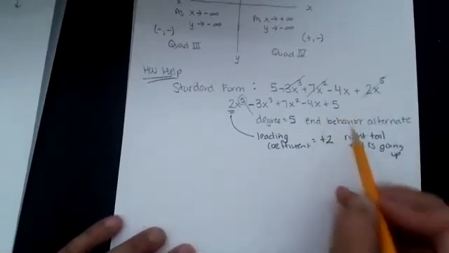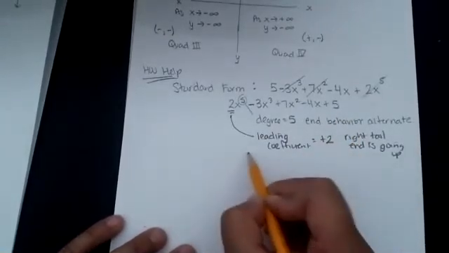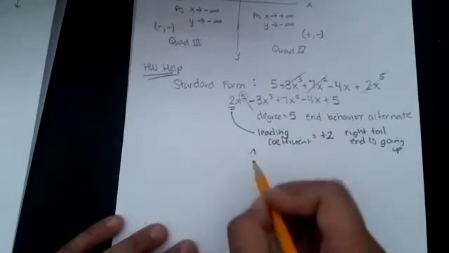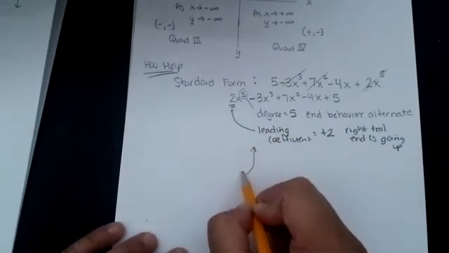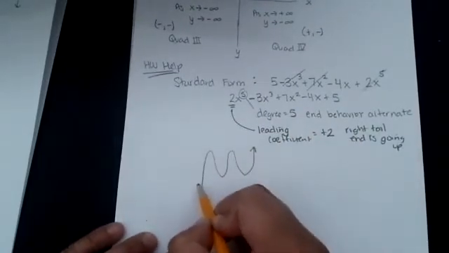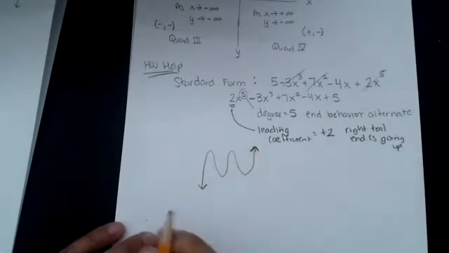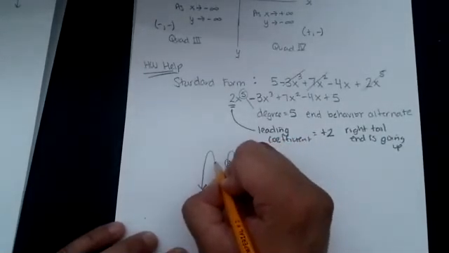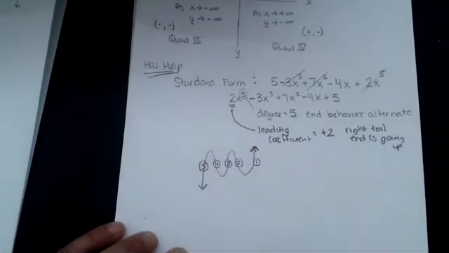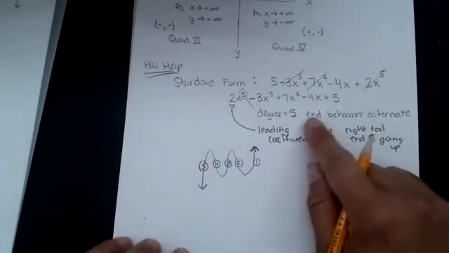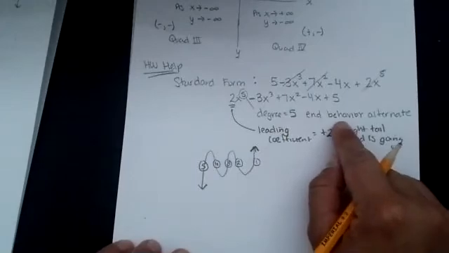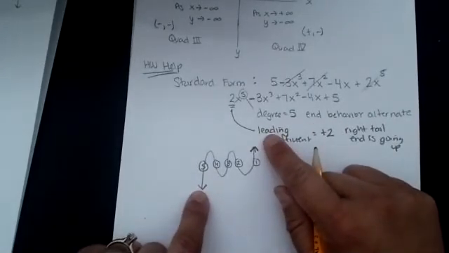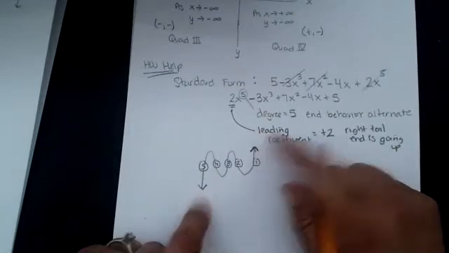So I'm going to start by drawing the right tail end, okay? The right tail end has to go up. And the degree tells me how many changes I'm going to have. Look, 1, 2, 3, 4, 5. It's going to look something like this, okay? This is 1 change, 2 change, 3 change, 4 change, 5 change. And look, what did I say? Because the degree was 5, the end behaviors are alternating. One's going up, one's going down.